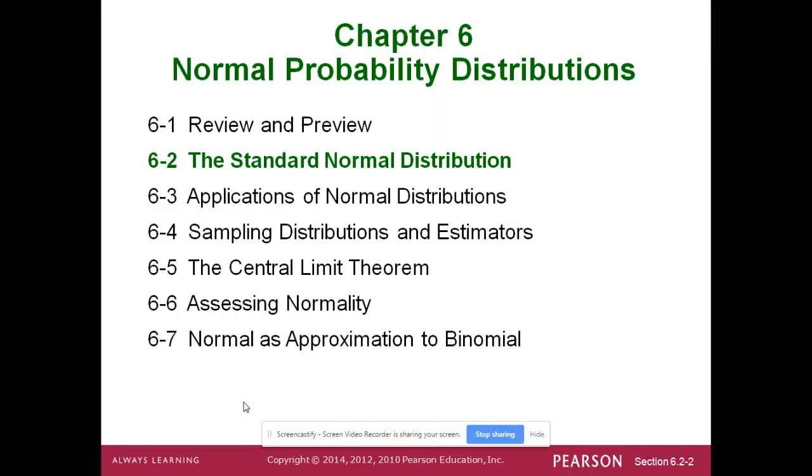6.2, the standard normal distribution. That is what the first section we're doing today is about, the standard normal distribution. And then 6.3, we're going to apply that to some situations out of that. So the standard normal distribution is our first section, and then we're going to build up. Chapter 6 has several sections in it, so we've got a good bit to cover.